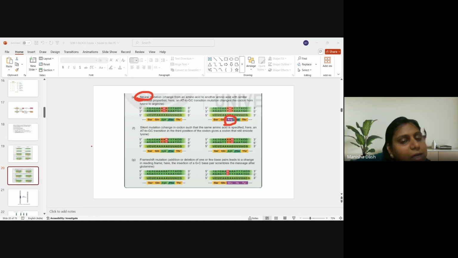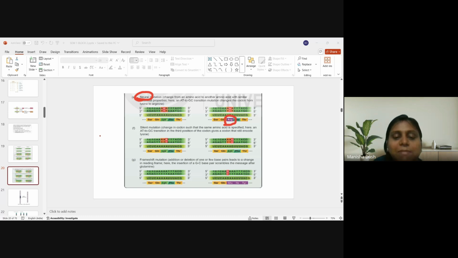Now, sometimes, due to degeneracy of the genetic code, that means multiple codons present for a single amino acid, although there is a change at the DNA level, the same change cannot be observed at the protein level. Like AAA also codes for lysine, AAG also codes for lysine. So it can be seen that this is a mutation, but at the protein level there will be no observation because both the codons code for the same amino acid. Since here the mutation is silent, it is called a silent mutation.